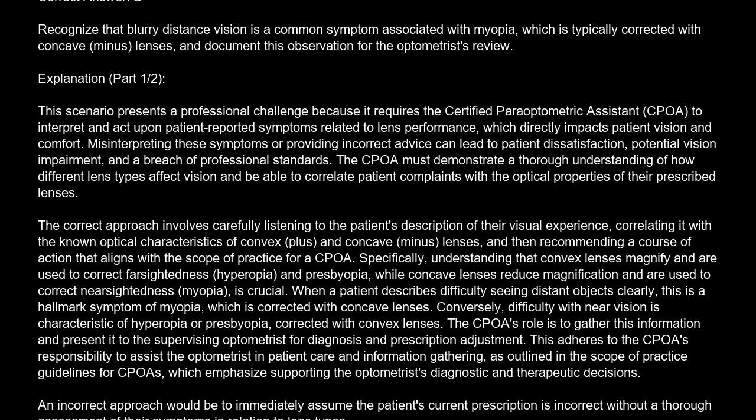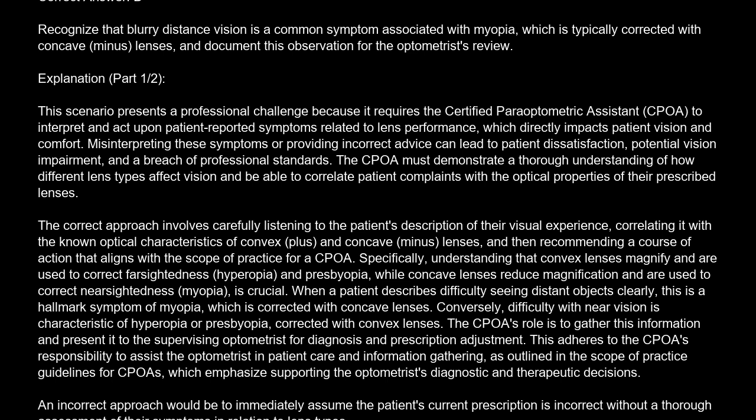The correct approach involves carefully listening to the patient's description of their visual experience, correlating it with the known optical characteristics of convex plus and concave minus lenses, and then recommending a course of action that aligns with the scope of practice for a CPOA. Specifically, understanding that convex lenses magnify and are used to correct farsightedness, hyperopia, and presbyopia, while concave lenses reduce magnification and are used to correct nearsightedness, myopia, is crucial.